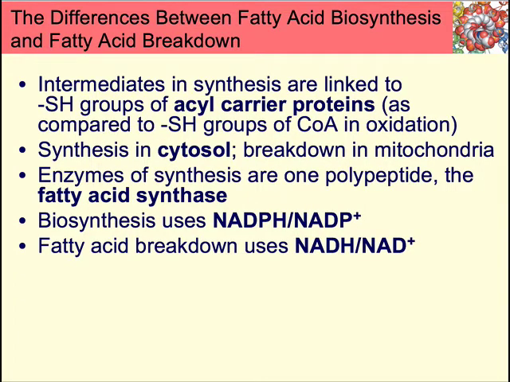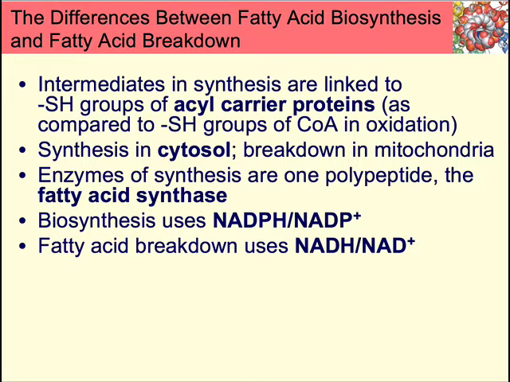First of all, intermediates in synthesis are linked to SH groups of acyl carrier proteins, which we haven't met yet. But this is actually quite similar to the chemistry of coenzyme A, because it's a thiol group, and an acyl carrier protein replaces the thiol group of CoA. The thiols of acyl carrier proteins replace the thiols of coenzyme A in fatty acid oxidation.